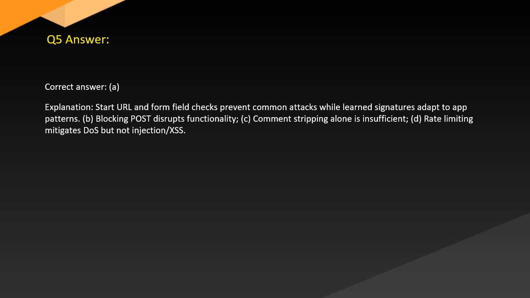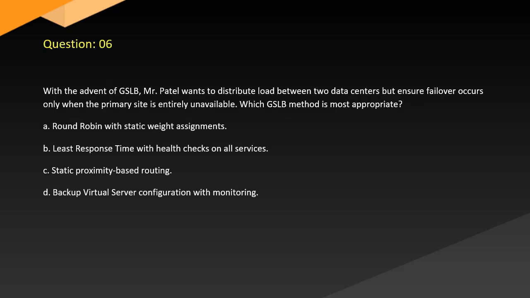Answer. Correct answer: A. Explanation: URL and form field checks prevent common attacks while learned signatures adapt to app patterns. B. Blocking POST disrupts functionality. C. Comment stripping alone is insufficient. D. Rate limiting mitigates DoS but not injection attacks.